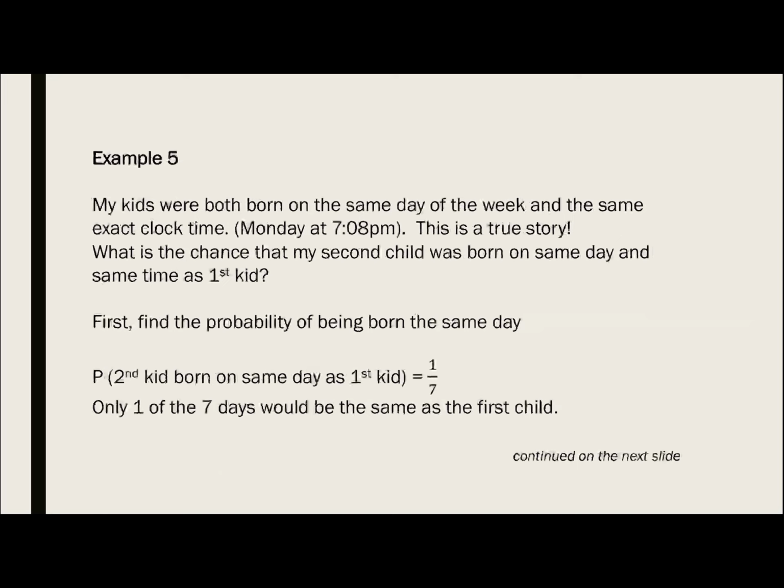Example 5. My kids were both born on the same day of the week and the same exact clock time, Monday at 7:08 p.m. This is a true story. What is the chance that my second child was born on the same day and same time as the first kid? First, find the probability of being born on the same day. Okay, what's the chance that the second child was born on the same day as the first? 1 out of 7, because only one day would be the same, and there's 7 days in a week.